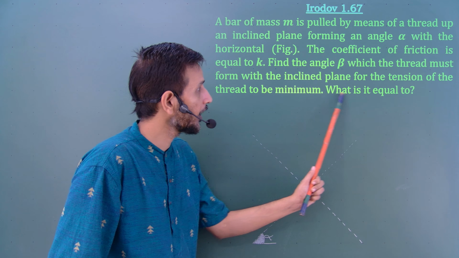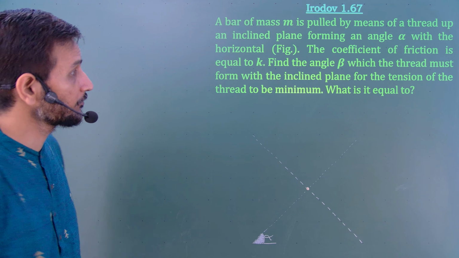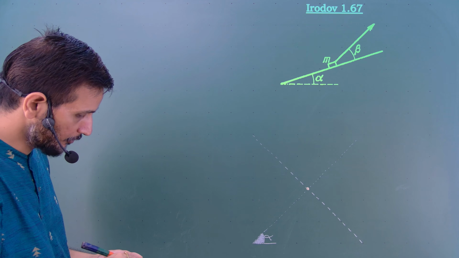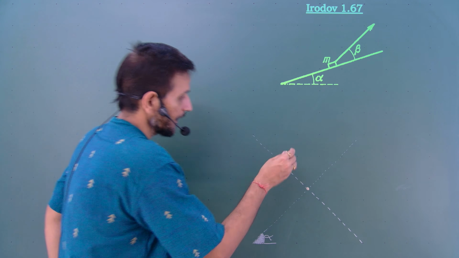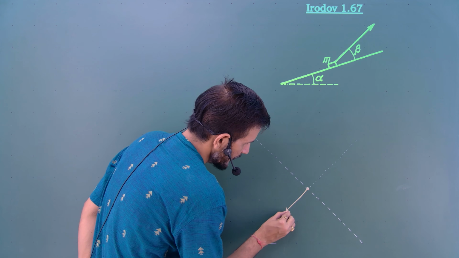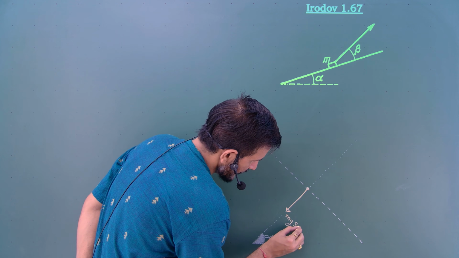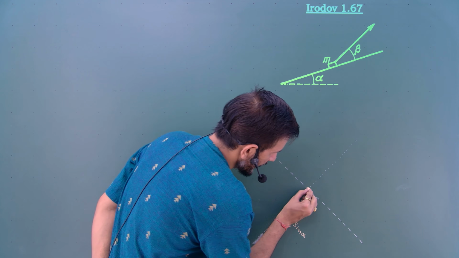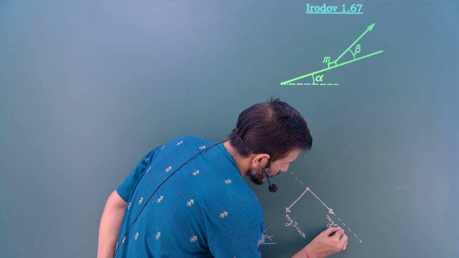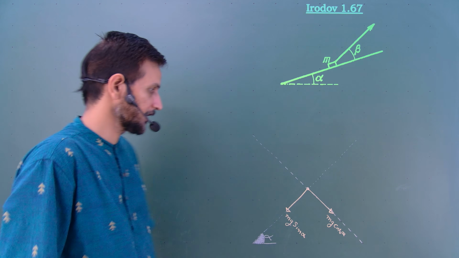Again we have to find what is it equal to. So we have to calculate both beta and tension, but tension must be minimum. So this is the case given. Now first let me draw the free body diagram of this block. The component of mg along the inclined plane in downward direction is mg sin alpha, and the component of mg perpendicular to the inclined plane is mg cos alpha. Remember that this alpha is not variable, this beta is variable.